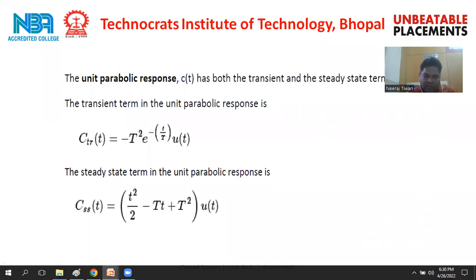Now, in this case, the problem is that the steady state error is very large. So generally, we are not using the unit parabolic response, because the unit parabolic response is a second order system response. So generally, we are not using it for the first order system. For checking all types of input, generally we are using the step input signal, because the step input signal gives a steady state error equal to 0.